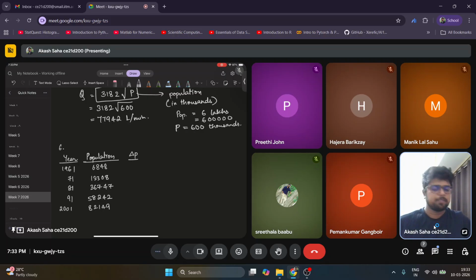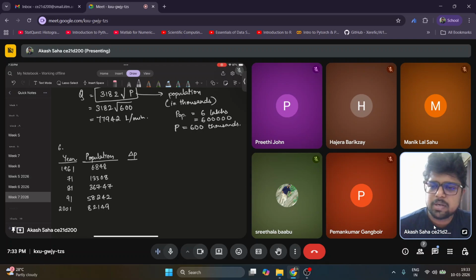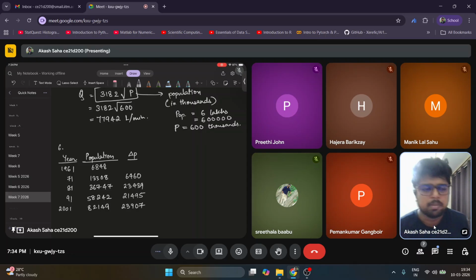is delta P. So we'll simply subtract 13308 minus 6848. So for this, it will be 6460. Then for 81 and 71, we have to subtract. We will get 2349439. Then we will get 21495. And at last, we will get 23907. So once we get the change in the increase of the population, we will simply add them.